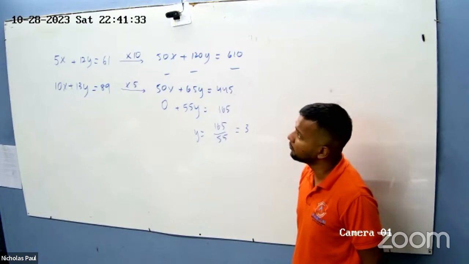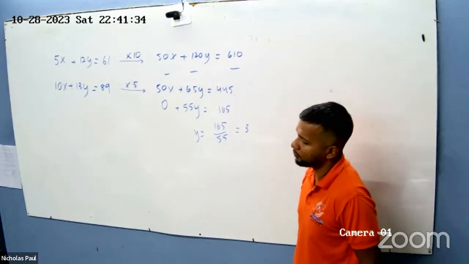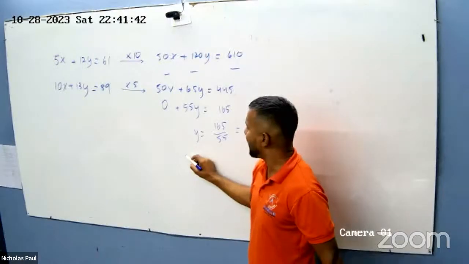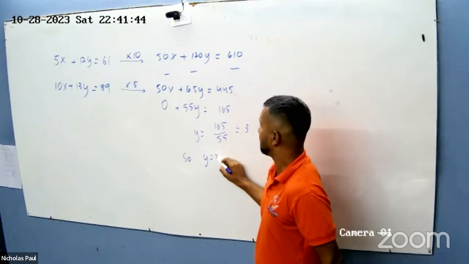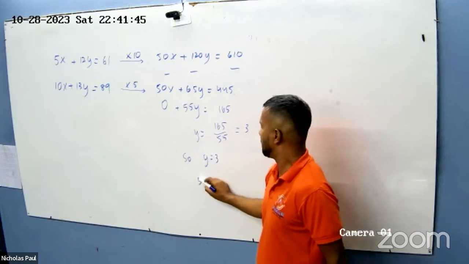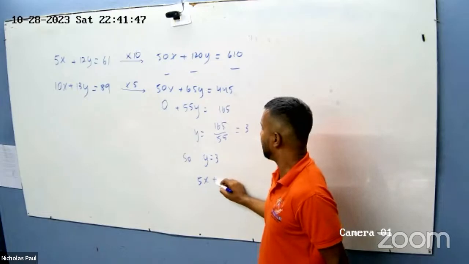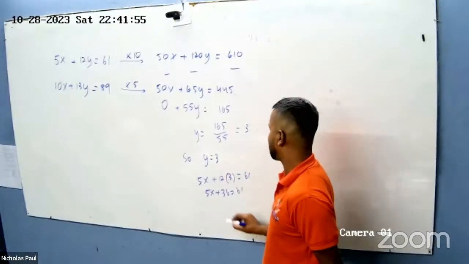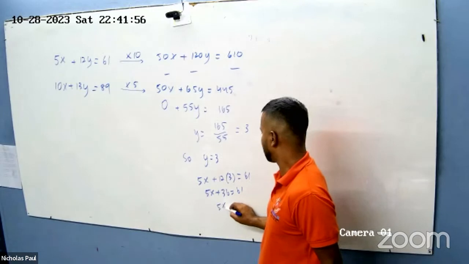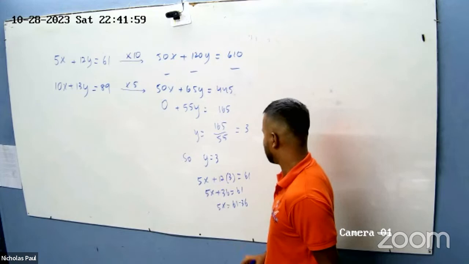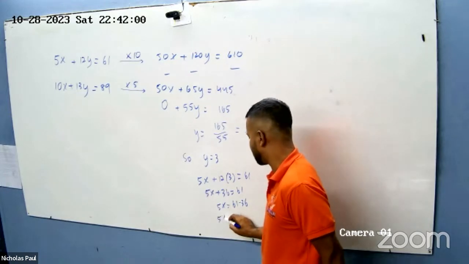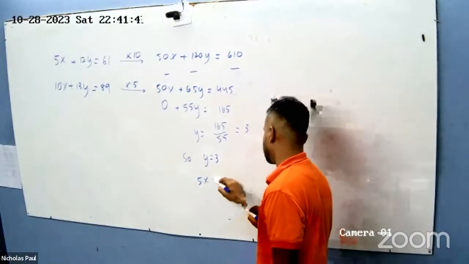And then when y is 3, go back to the first one, and you'll get 5x plus 12 by 3 is 61. So 5x plus 36 is 61, so 61 minus 36 is 25. So x is 5. X is 5, y is 3.